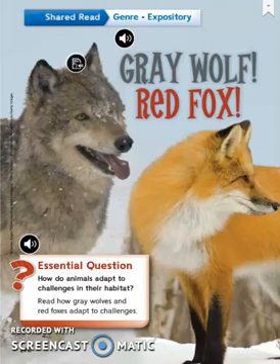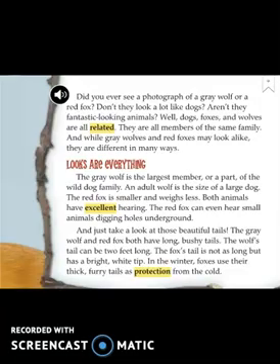And what does this mean? It means when animals face challenges or dangers in their habitats, in the places they live in, how do they change their behavior? Okay, let's begin reading.